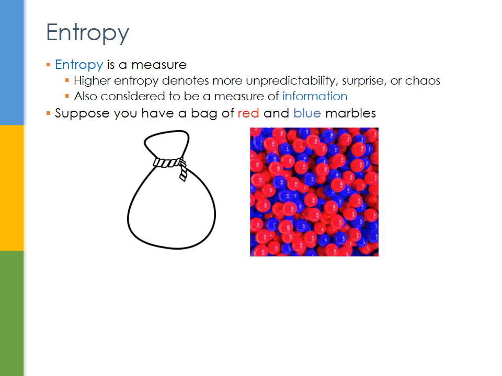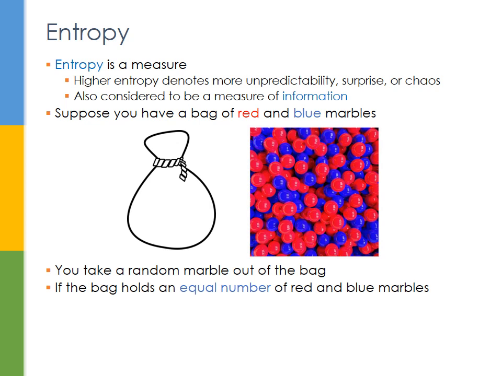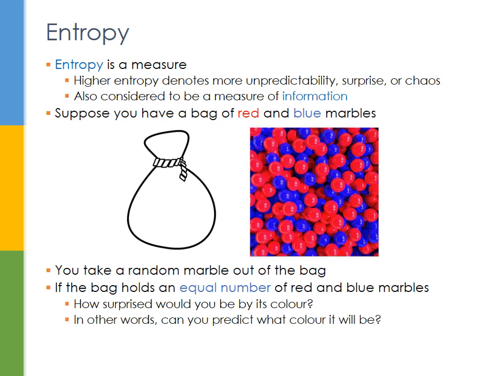So let's look at this concept then in terms of a practical analogy. Let's suppose that we have a bag, and this bag contains red and blue marbles. So then we remove a random marble out of the bag, and the question then is, how unpredictable or surprising is the selection of the marble in terms of whether it is red or blue? So let's assume then that the bag holds an equal number of red and blue marbles. How surprised then would you be by the color of the marble that you randomly pull out of the bag? Put another way, can we predict what the color will be?